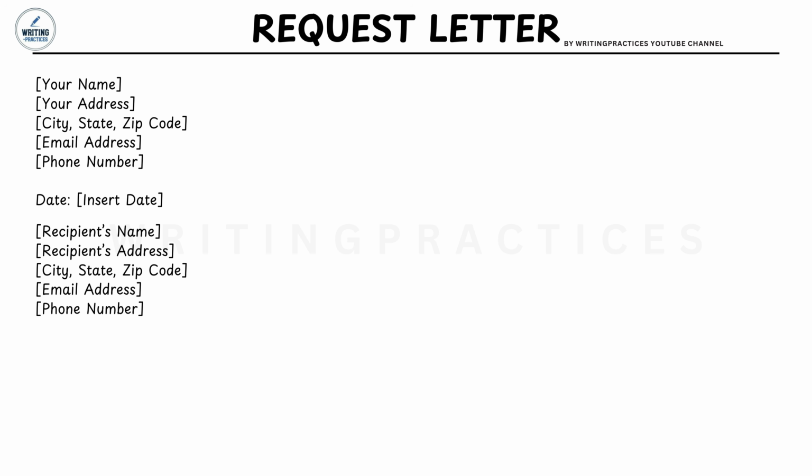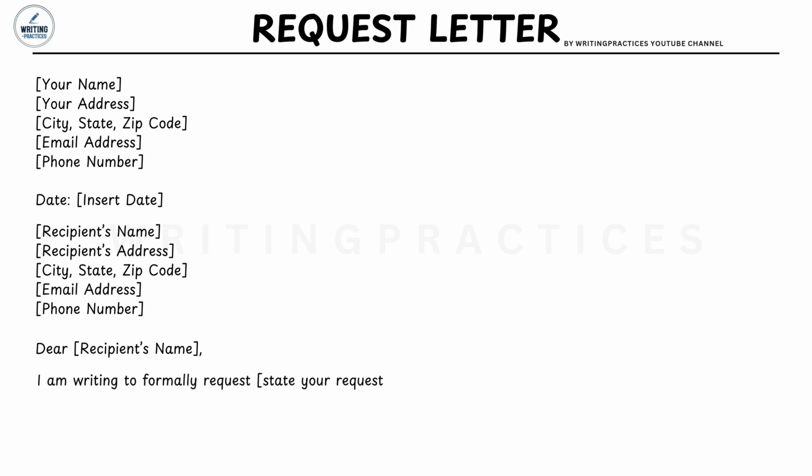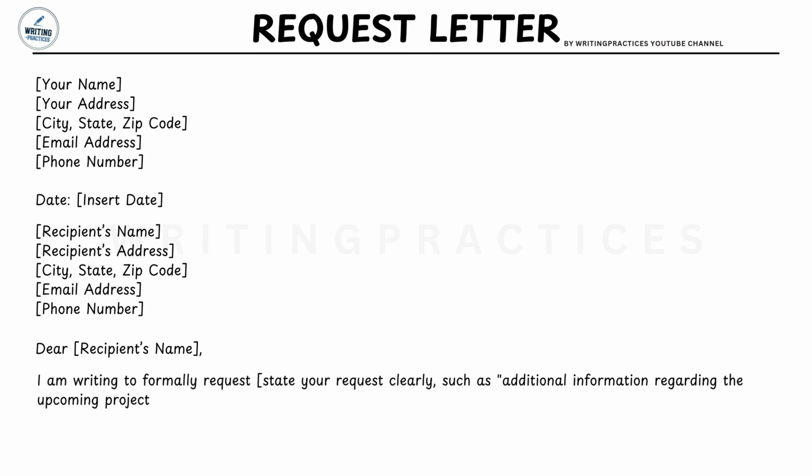Now for the fun part, the request itself. You'll want to start the body of the letter with something like "Dear Recipient's Name," and then jump straight into the request. Make sure it's clear and direct. For example, you could write, "I am writing to formally request whatever it is you're asking for." Whether it's leave from work, additional information, or help with a project, be specific but keep it polite.